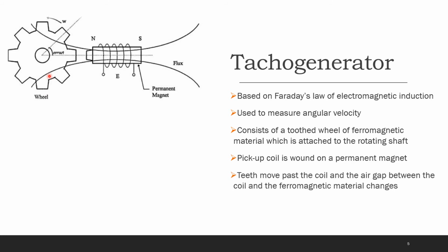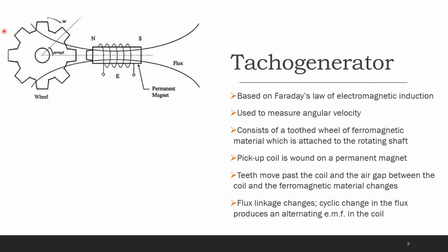So as the wheel, this gear-profiled material, rotates, the air gap between the coil as well as this ferromagnetic tooth profile changes constantly. That is, as the teeth approach the coil, the air gap is smaller, and when the valley portion approaches the coil, which is stationary, the air gap increases. Thus, the teeth move past the coil and the air gap between the coil and ferromagnetic material changes cyclically.